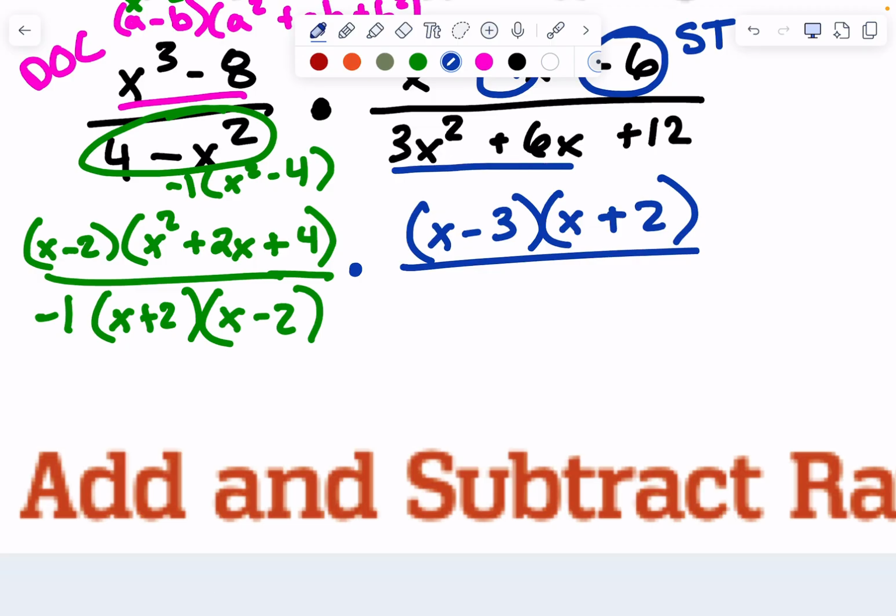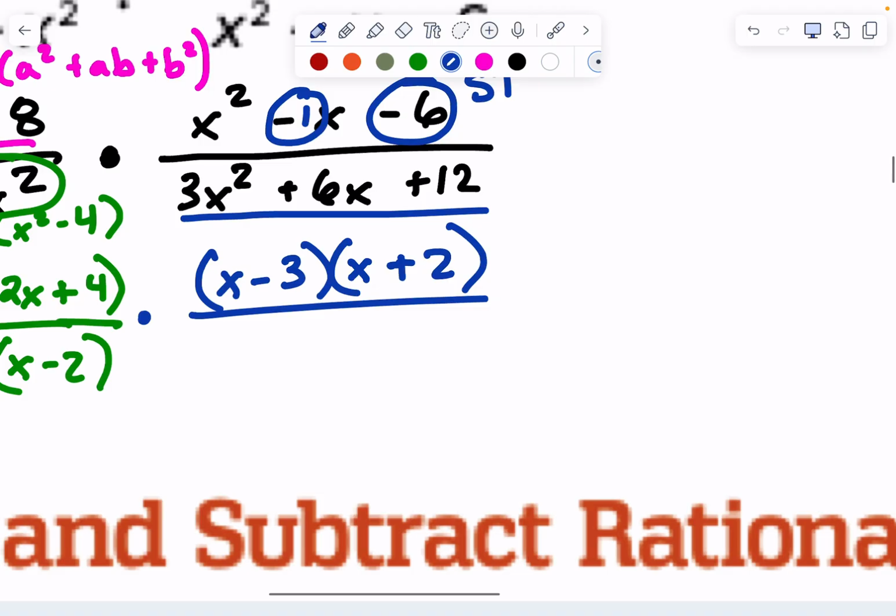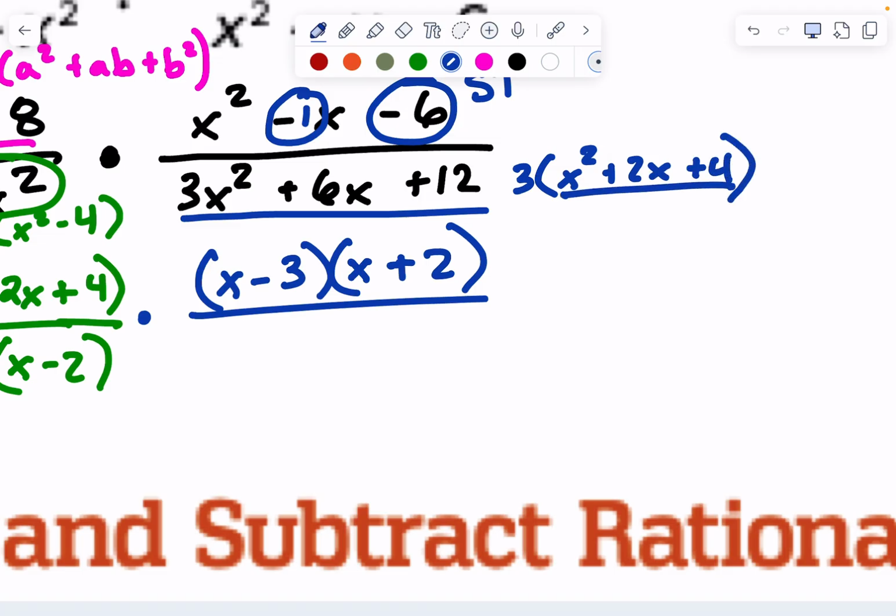What about this bottom one? Isn't that a simple trinomial? No, he's not. He looks like a complex trinomial, but what is he? Let's GCF him first, and then he's x squared plus 2x plus 4. Does this guy break down? Is he a simple trinomial? No, but look what he is. He cancels with the whole big other thing.